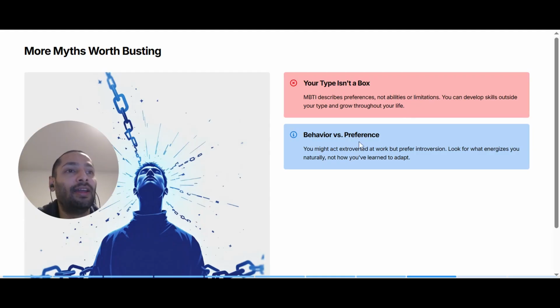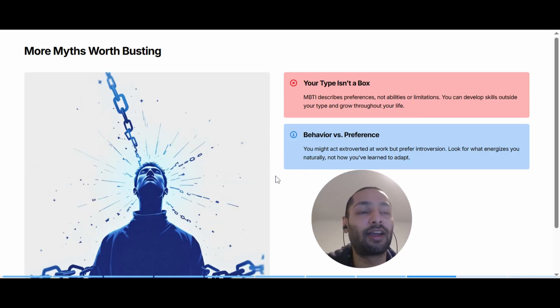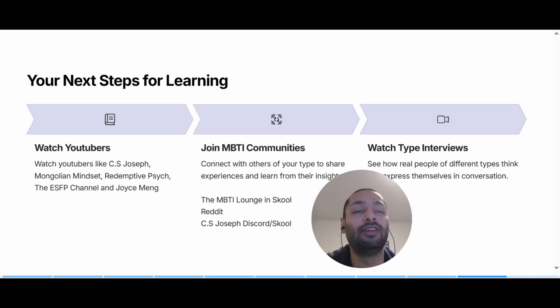So behavior and preference. You might be extroverted at work, but prefer introversion. So, like I said, it comes out in the conversation. That's probably a more accurate way to decide if you're introverted or extroverted.